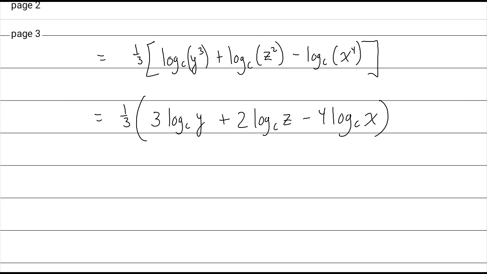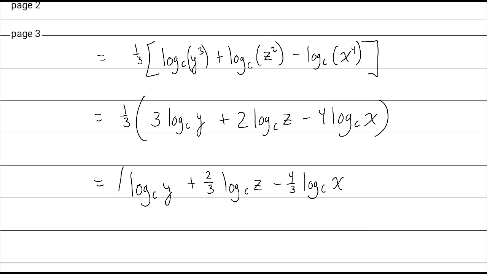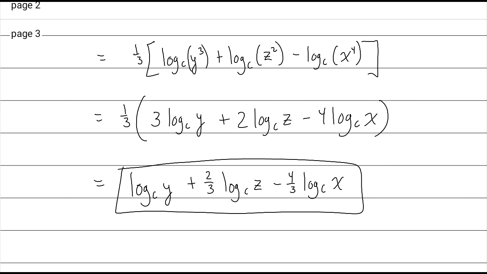Okay, and then let me distribute the 1/3. 1/3 times 3 is 1. 1/3 times 2 is 2/3. 1/3 times 4 will be 4/3. So my final answer here is 1 log c y plus 2/3 log c z minus 4/3 log c x. All right, there we go. So that was a little bit more complicated version of the last problem.